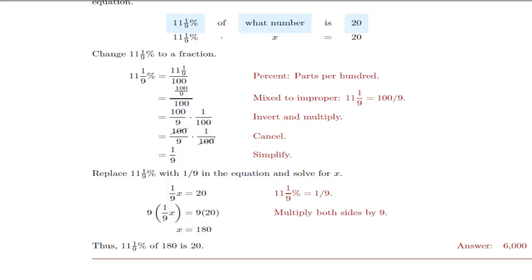So we get 1 over 9 x equal to 20. Multiply both sides by 9. On the left, 9 times 1 over 9 times x is x, and on the right, 9 times 20 is 180. Thus 11 and 1/9% of 180 is 20.